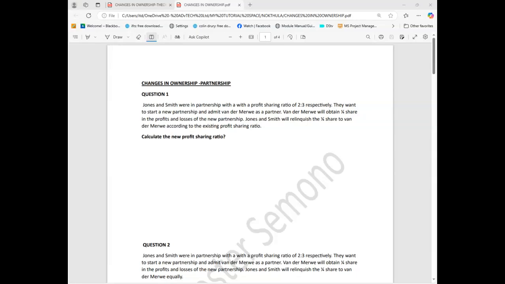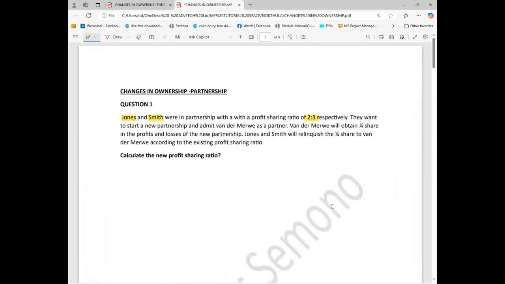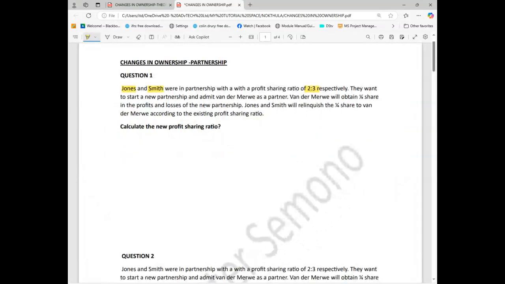question. They say Mr. Jones and Smith. Can you see Jones and Smith? Can I make it bigger? Is it visible from your side? Yeah, it's visible. Okay, no problem. Can we zoom it up? Is it okay? Yes, that's perfect. Much better.